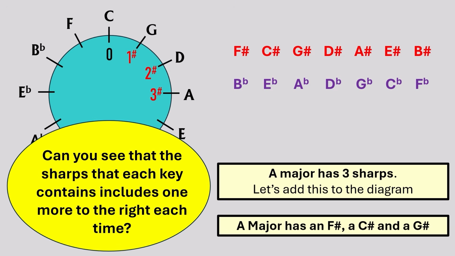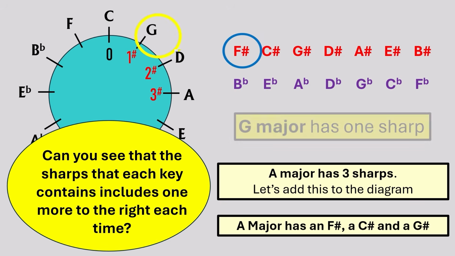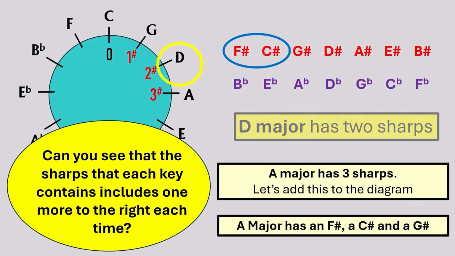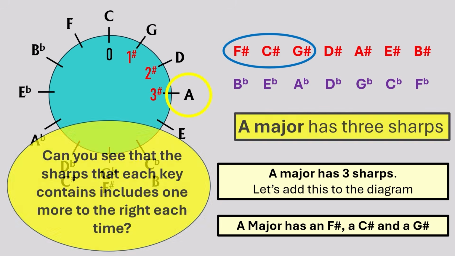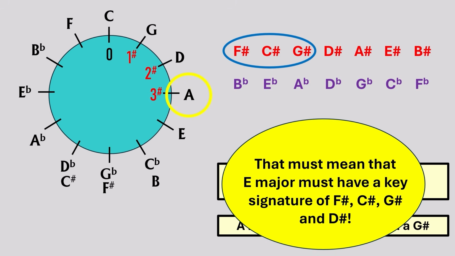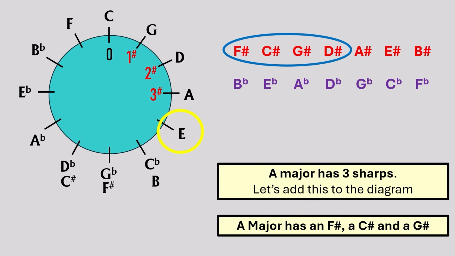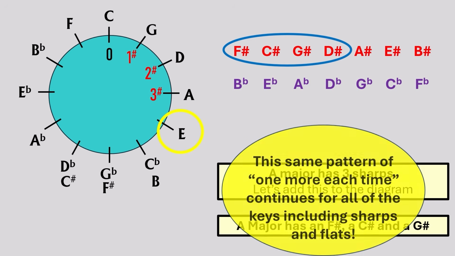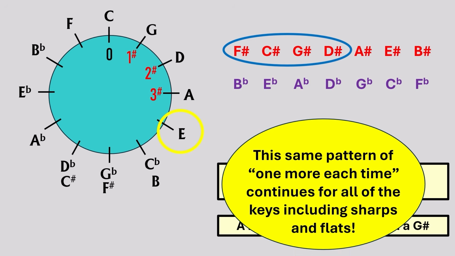Can you see that the sharps that each key contains include 1 more to the right each time? G major has 1 sharp. D major has 2 sharps. A major has 3 sharps. That must mean that E major must have a key signature of F sharp, C sharp, G sharp and D sharp, making 4 sharps. This same pattern of 1 more each time continues for all of the keys including sharps and flats.